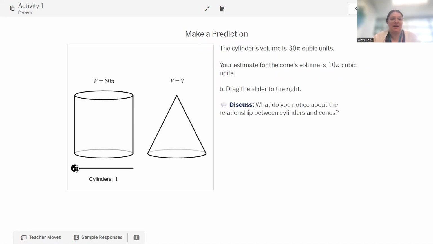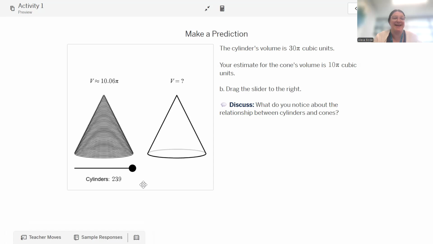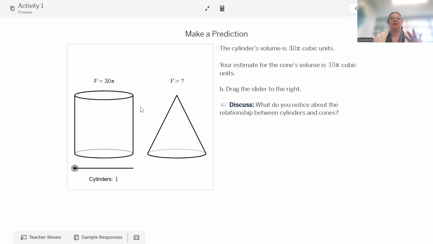If you see here, adding more and more cylinders, it's getting closer and closer to 10 pi. So what is happening? How are we going from 30 pi to 10 pi? How do we go from 24 pi to 8 pi? We are dividing by 3. If you have a cone with the same base and same height as a cylinder, you can just take the cylinder's volume and divide it by 3. A cone is 1/3 of a cylinder.